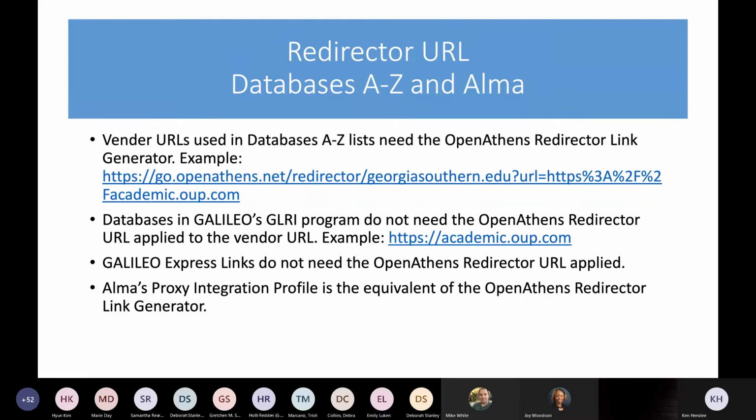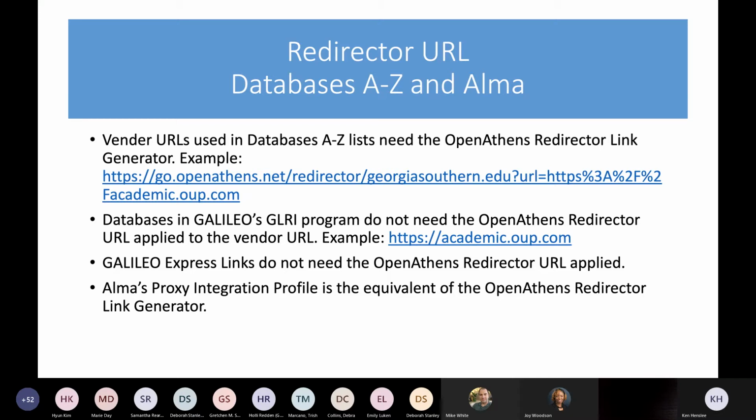The places where you actually would not employ the OpenAthens redirector, or append it directly to the vendor URL, is in GALILEO's GRI program. This is where you have your local resources added to the GALILEO databases A to Z list. Basically, our system in the back, if you have enabled OpenAthens in the record for that database, then our system is going to prepend the OpenAthens redirector URL for your institution and percent encode the vendor URL. So an example, this is bullet number 2.